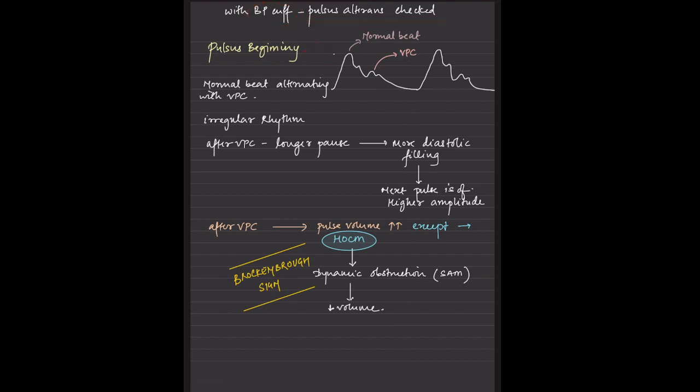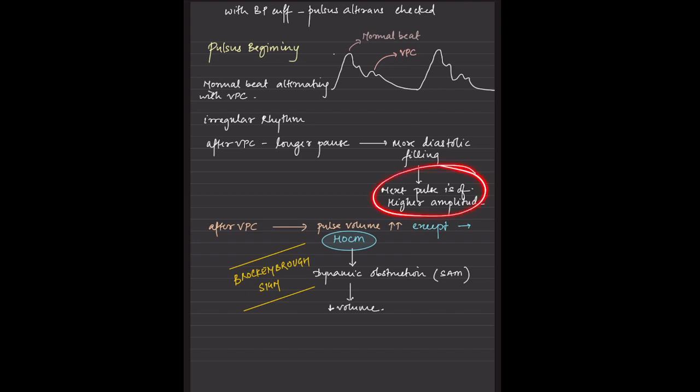Coming to pulsus bigeminy. So there is a normal pulse with the VPC. Normal pulse with the VPC. This is the pulsus bigeminy. So this is an irregular rhythm. After the VPC, we know, even in other conditions wherein the VPC is found, there is much of the time remaining after the VPC. There is much of the time remaining for the heart to fill in the diastole period.